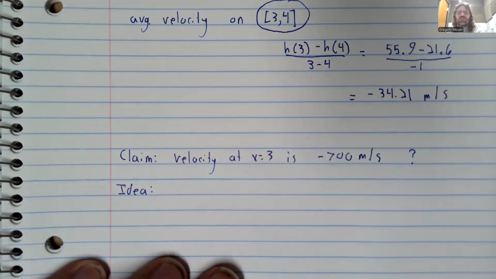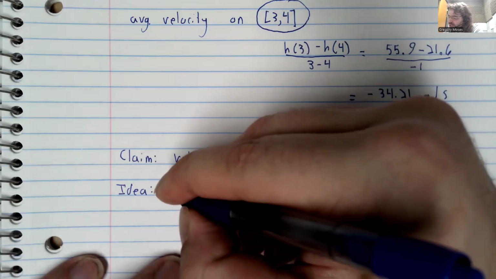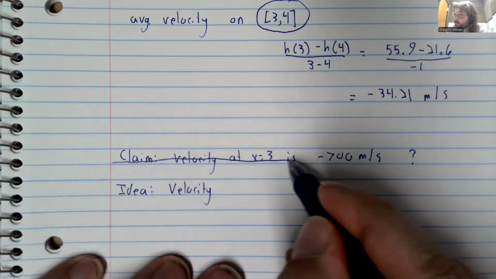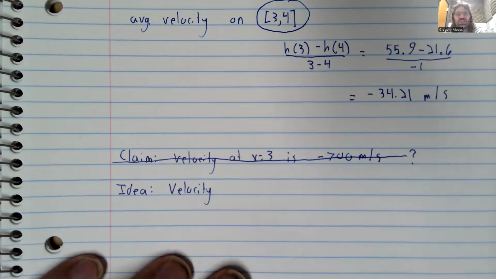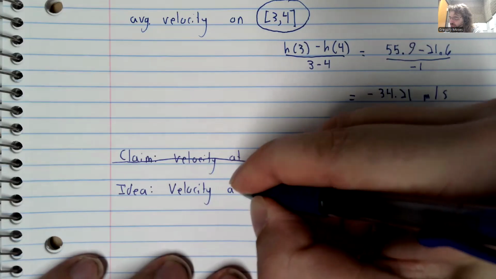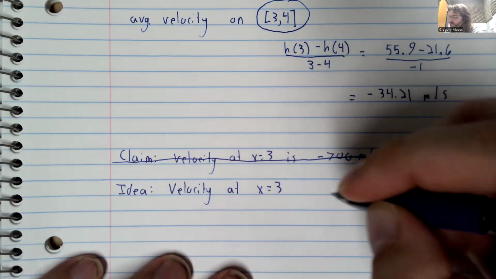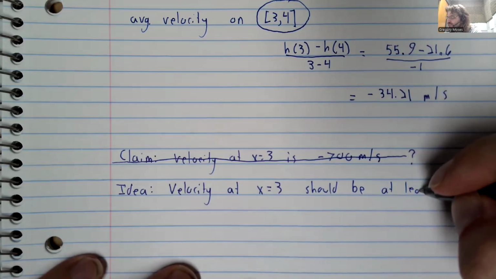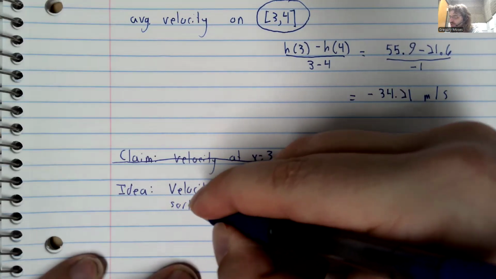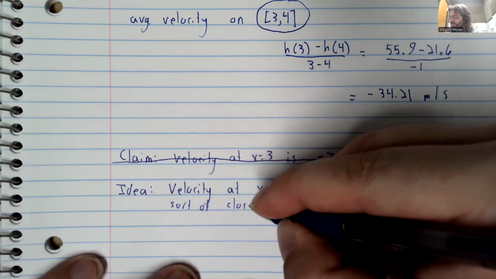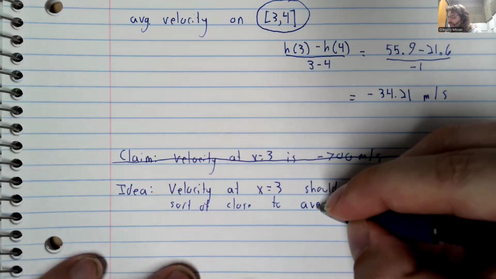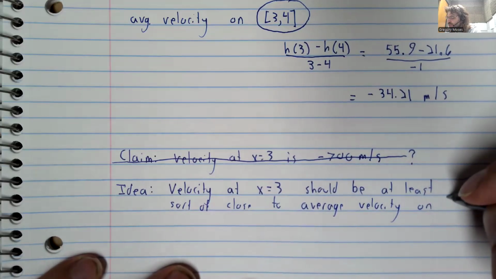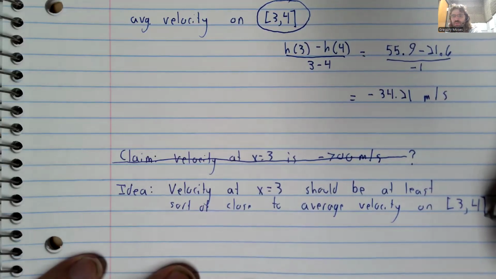And that gives rise to an idea that the velocity at x equals 3 should be at least sort of close to the average velocity from 3 to 4.